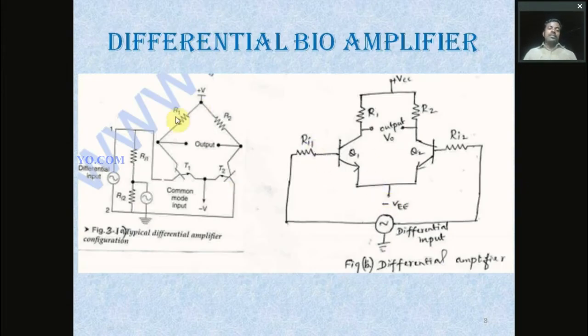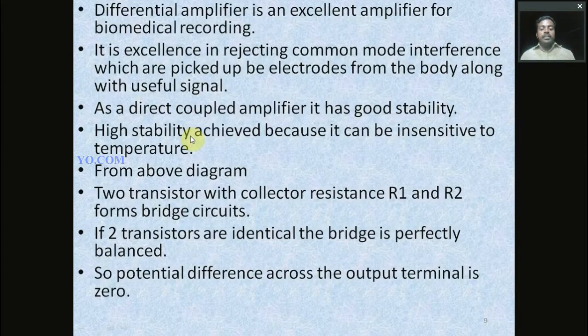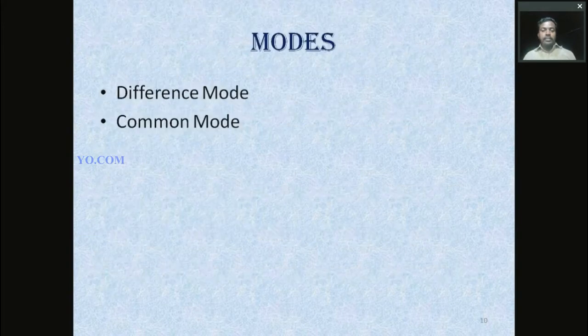R1 and R2 are identical resistors, so they have the same value and are constant. If the transistors T1 and T2 are both perfectly matched, then this loop is perfectly balanced. The bridge is balanced, so the output voltage is zero. The balanced output is zero. Okay, this is the condition.